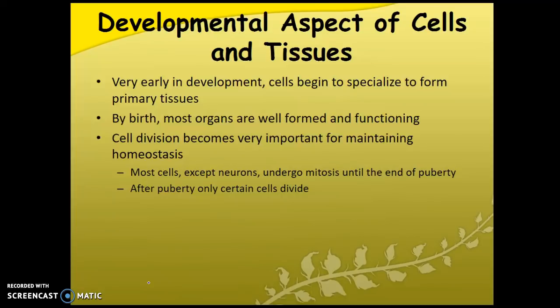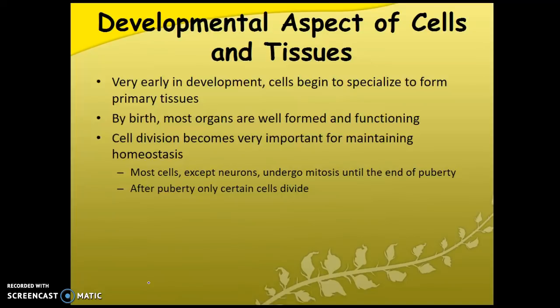And by birth, most of your organs are really well formed and functioning, and we keep going through cell division and mitosis when we need to make new cells. And pretty much all of your body cells undergo mitosis till you die, except for two types. Neurons, which are in the nervous system, you actually don't divide at all.